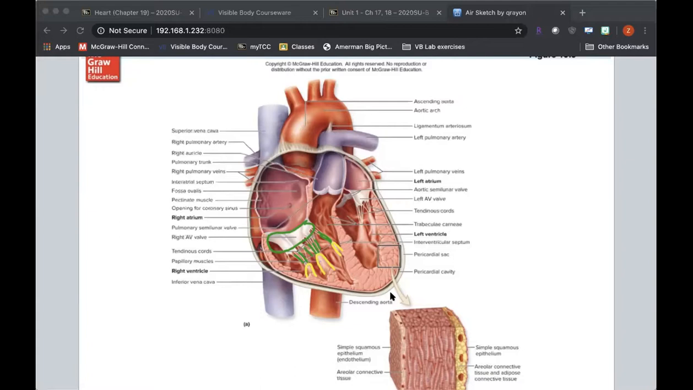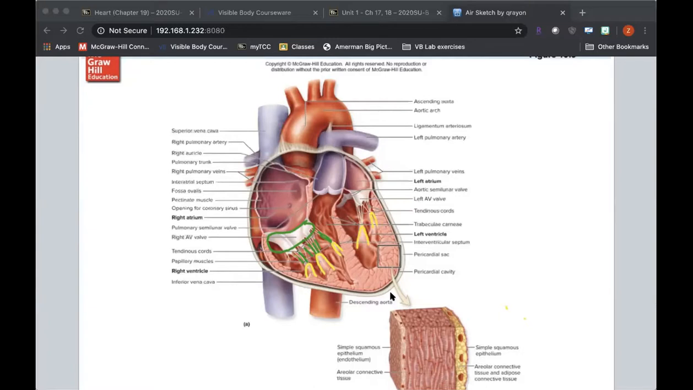Notice that there are 3 on the right side, and on the left side, you have 2. So this is also the reason why we call the right AV valve tricuspid and the left AV valve bicuspid. It has to do with the number of papillary muscles in here. It seems like there could be a 4th one here on the right, but that's not really a thing. So tricuspid and bicuspid is what we see here.